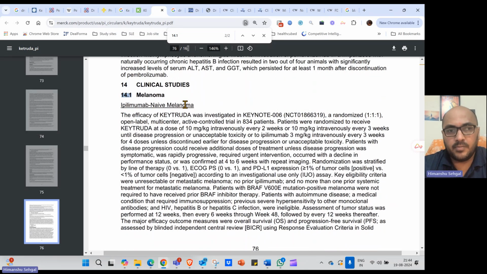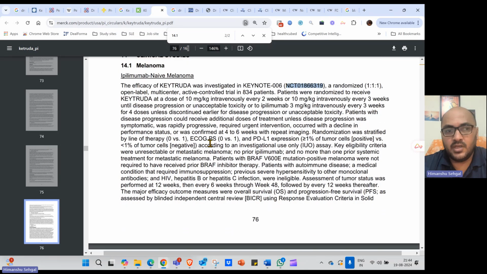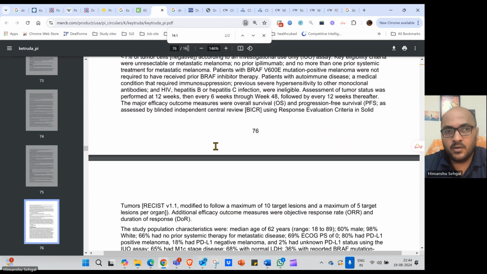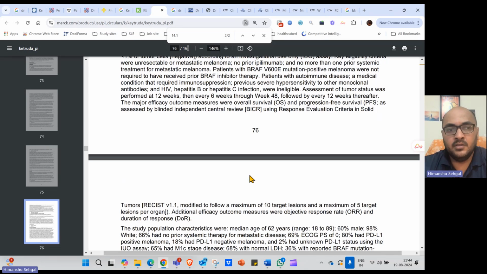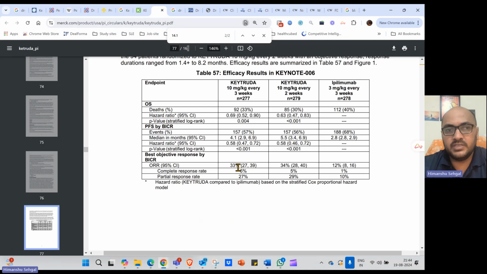ipilimumab naive melanoma patient, it will tell you, see, the approval was based on keynote 006. Patients were randomized in three groups, 10 mg, everything will be given here. Okay, you can read about this. A patient with BRAF V600E mutation positive were not required for prior inhibitor therapy. All the details, and now you see the efficacy results.